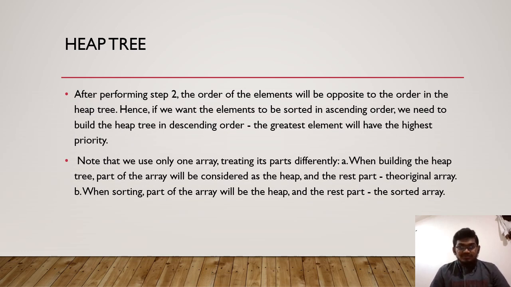After performing step 2, the order of the elements will be opposite to the order in the heap tree. Hence, if we want the elements to be stored in ascending order, we need to build a heap tree in descending order. The greatest element will have the highest priority. Note that we use only one array, treating each part differently. When building the heap tree, part of the array will be considered as the heap and the rest as the original array. When sorting, part of the array will be the heap and the rest the sorted array.